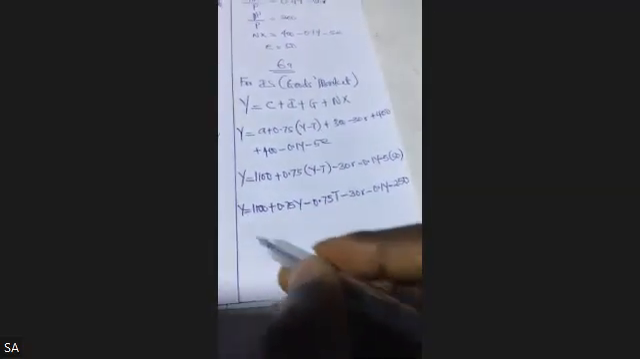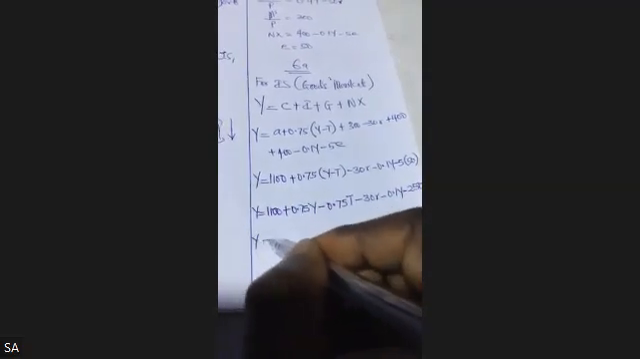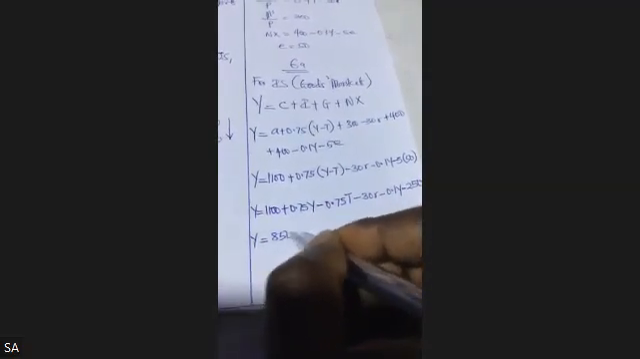you can subtract this from this. So 1,100 minus 250. That should be 850. Okay, so this is y equals 850.